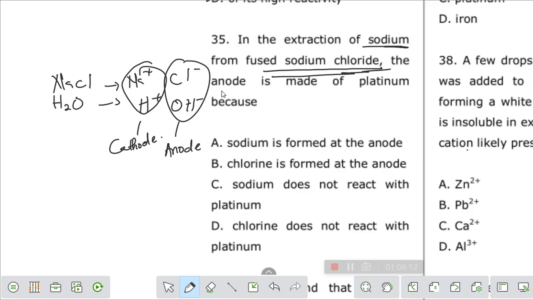They now say the anode is made up of the platinum. So what is that telling us? The answer is the sodium does not react with platinum. That's why we use platinum as the anode. So let's continue.